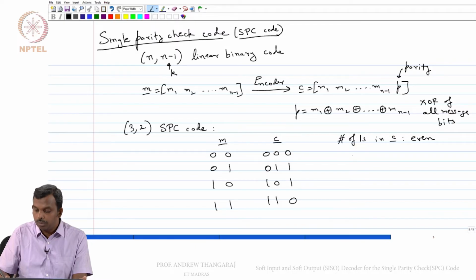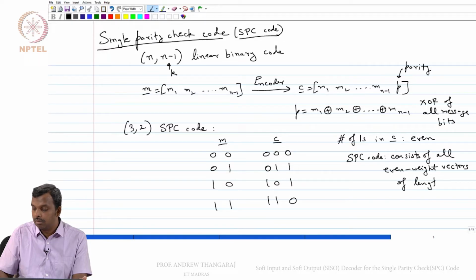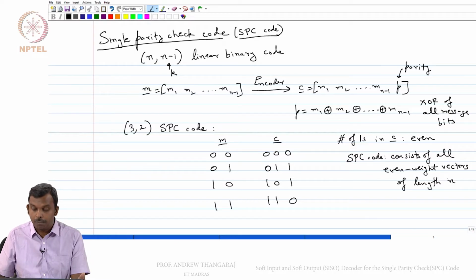The SPC code consists of all even weight vectors of length n. So this is quite easy to see. So the single parity check code is described in that fashion.